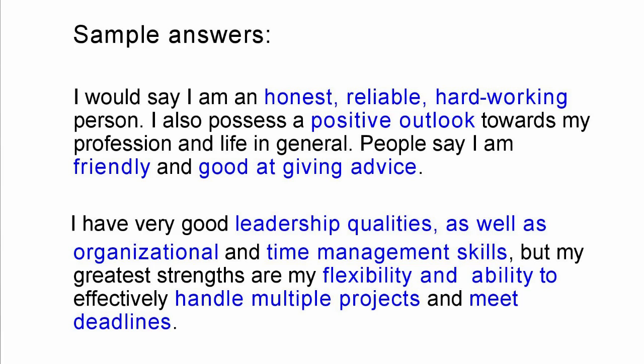Now let's compare that with the second sample answer. Number 2. I have very good leadership skills as well as organizational and time management skills. But my greatest strengths are my flexibility and ability to effectively handle multiple projects and meet deadlines.